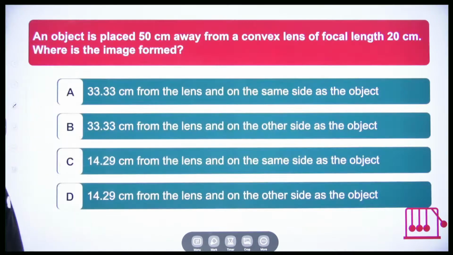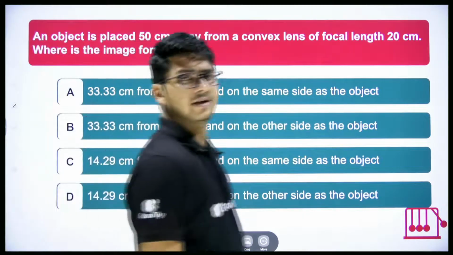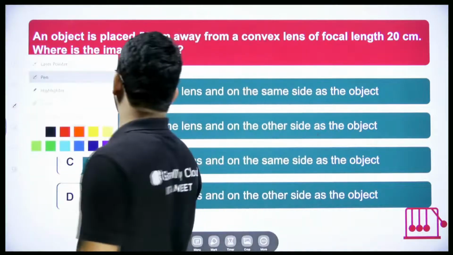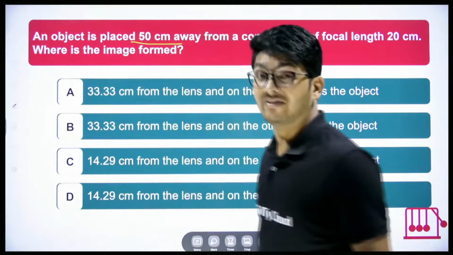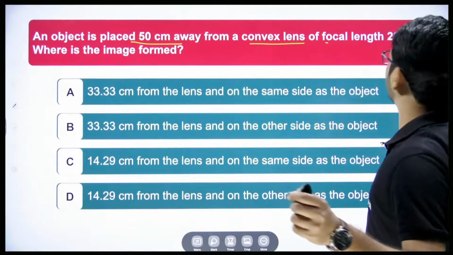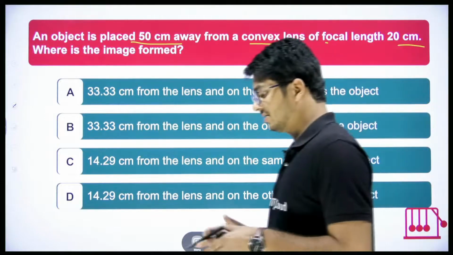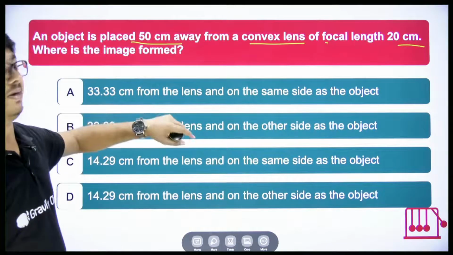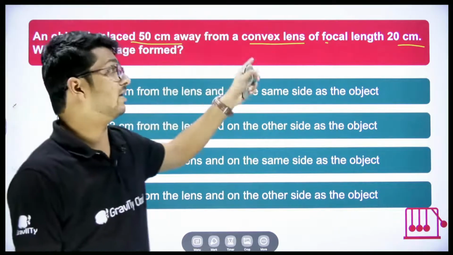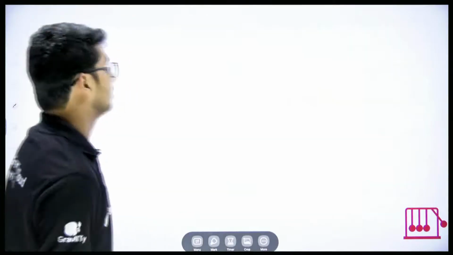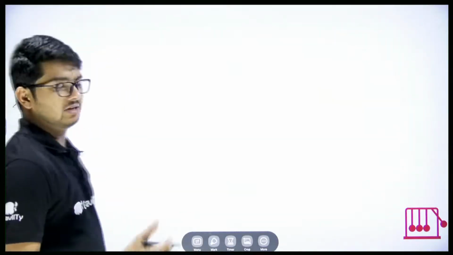So let's go into one simple question to try solving it. What is this question here? An object is placed 50 centimeter away from a convex lens of focal length 20 centimeter. Where is the image formed? An object is placed 50 centimeter away from which lens? Convex lens. At what focal length? 20 centimeter. So the first thing will be to write down the given information.